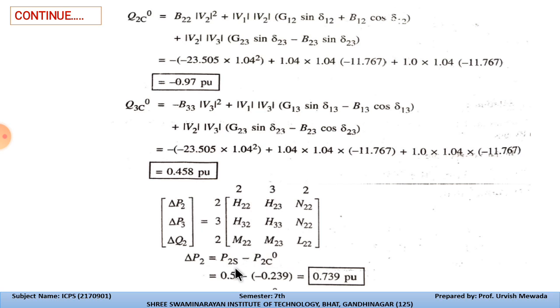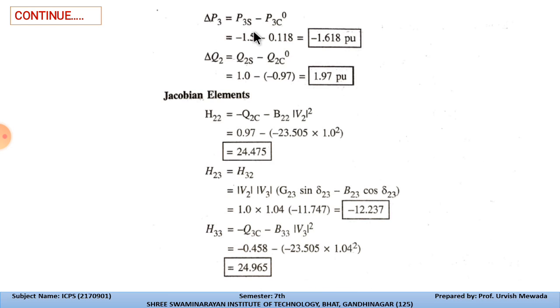We have the values of p2s and p2c raised to 0, so delta p2 will become 0.793 pu, and delta p3, according to the equation, is p3s minus p3c raised to 0, so it is minus 1.618 pu, and delta q2 is equal to q2s minus q2c raised to 0, that is 1.0 minus minus 0.97, which is equal to 1.97 pu. Now from that we can get the Jacobian elements, that is h22.